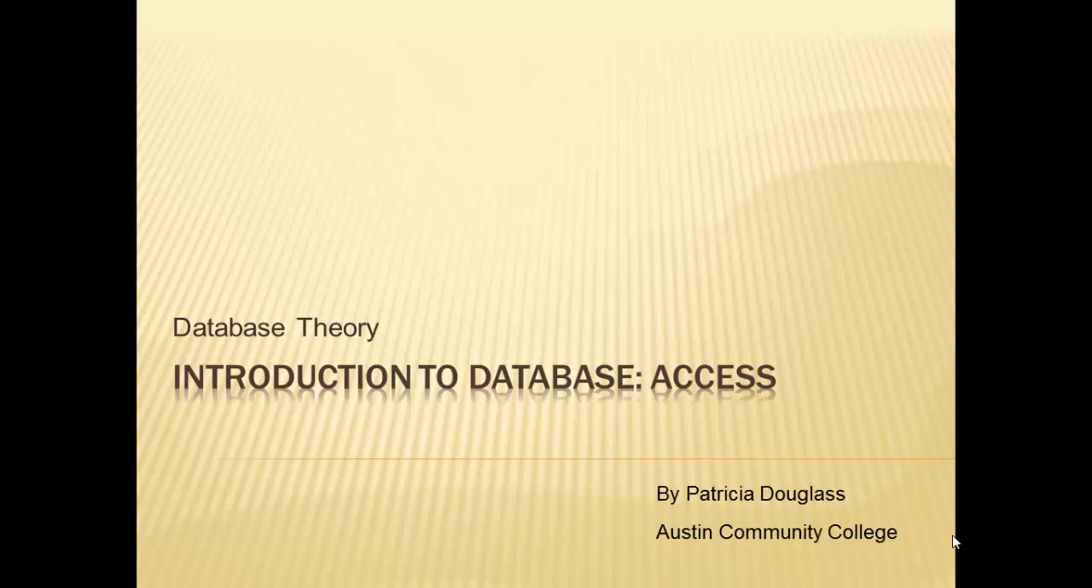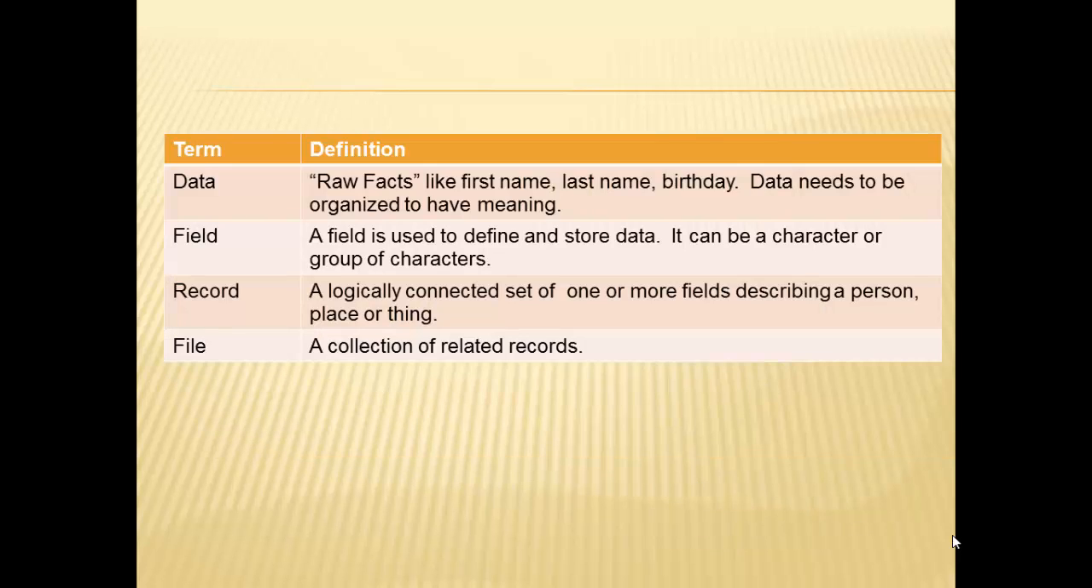In this lesson, we will talk about data. What is data? Data is the basis for a database. It is raw facts like first name, last name, or birthday. It needs to be organized to have some meaning. Connecting first name, last name, and birthday together for a person creates information.